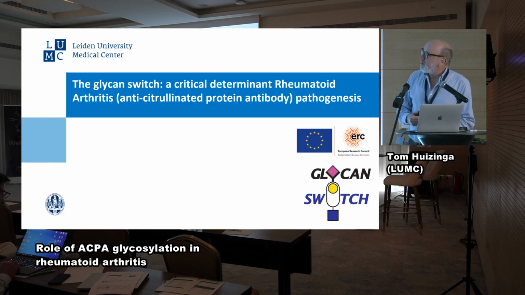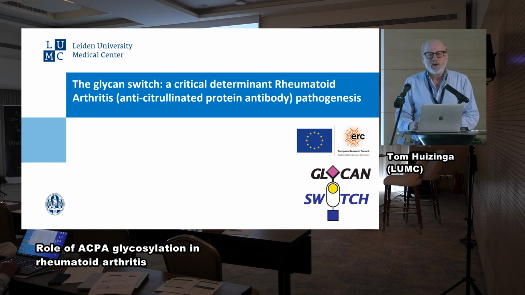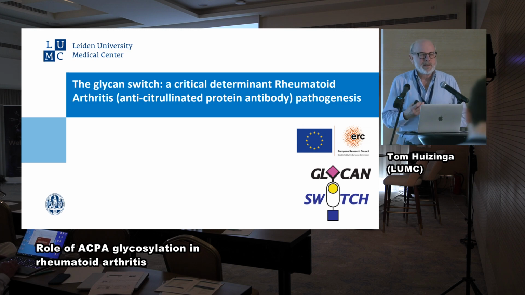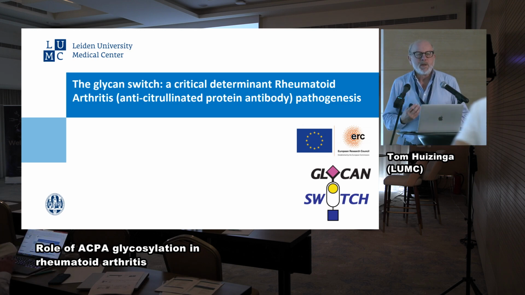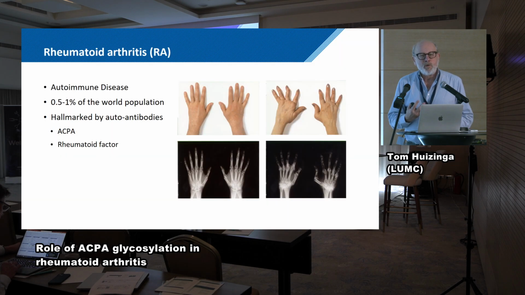So I am here for this Keuzeversuch, the Glycome switch, which is a project of Gordon, Manfred, Salome, René Toes, and myself. It is about rheumatoid arthritis, that there is a critical glycan switch which determines the pathogenicity of RA. Not everybody in the audience is a rheumatologist, so what is rheumatoid arthritis?